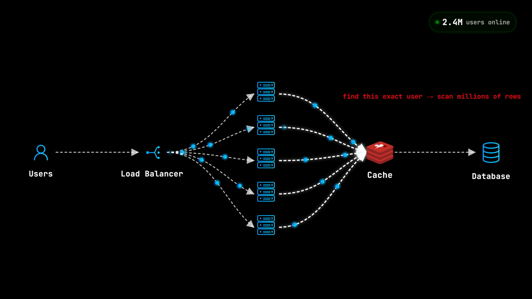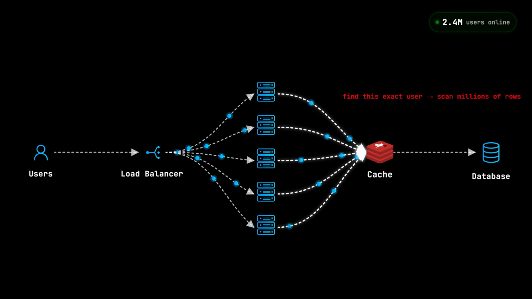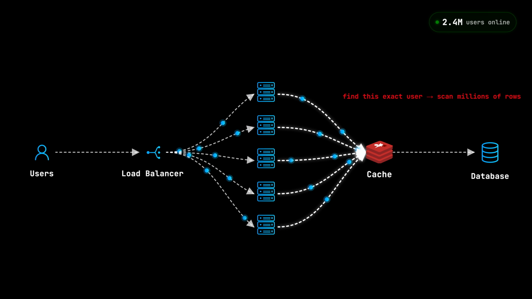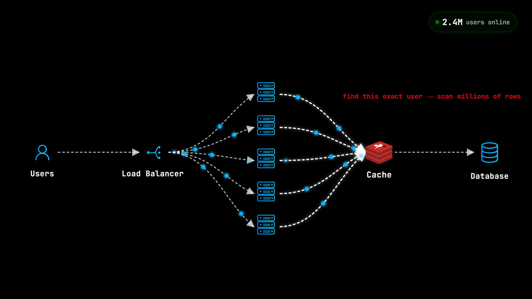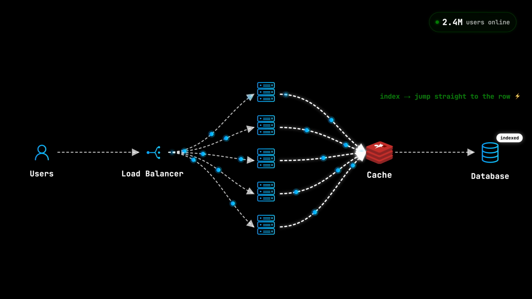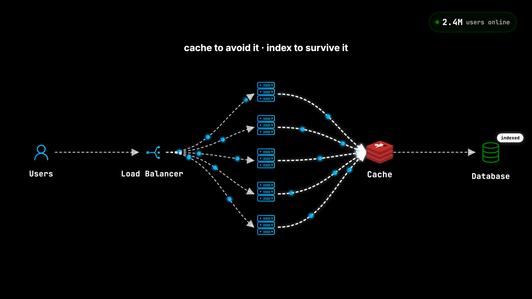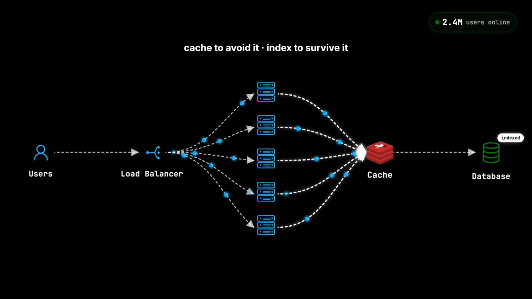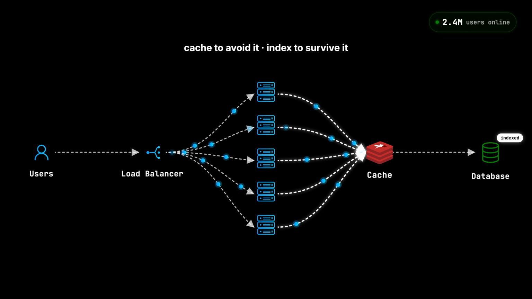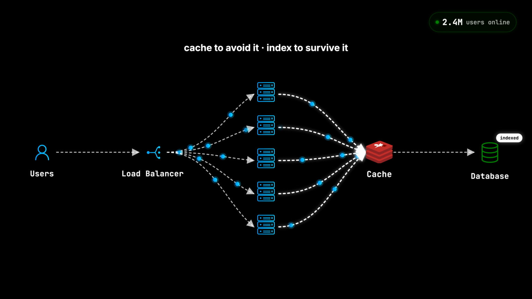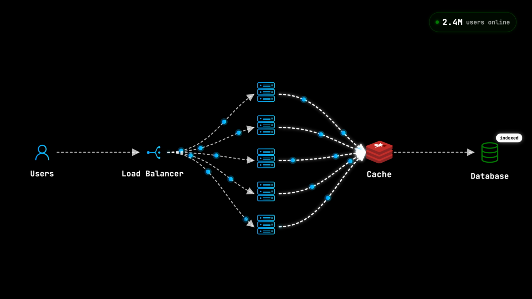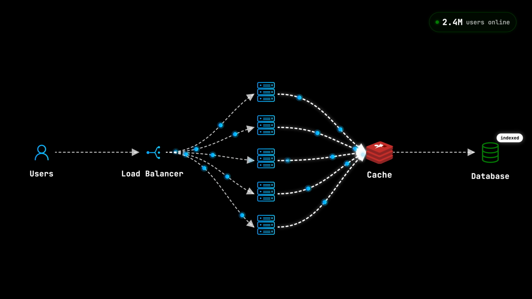But some requests still reach the database, like find this one user. To do that, it checks millions of rows to find just one. Give it an index. An index jumps straight to the row you need. Now the slow request is fast, and people stop complaining. A cache to skip the database. An index to make the database fast. 2 more parts added. Now the next problem, and this one is easy to miss.